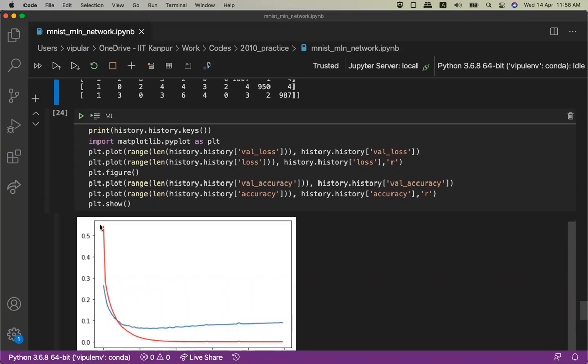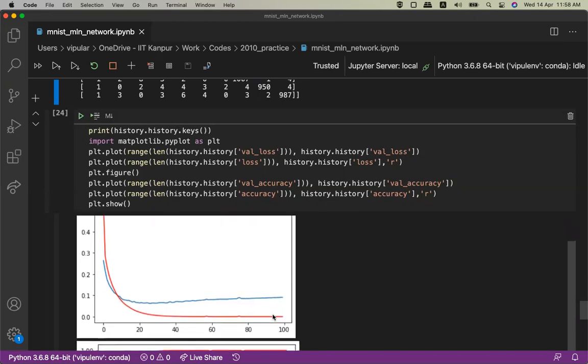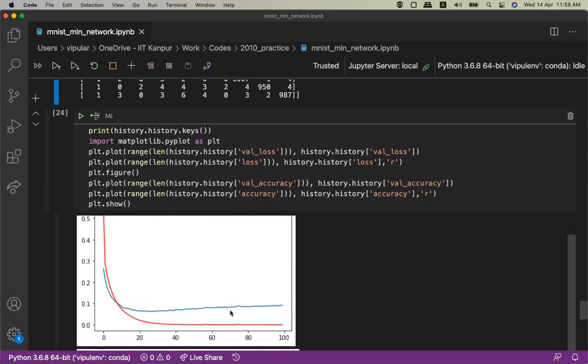Whereas my training loss, the red one, decreased and is always decreasing. It is never increasing. While my validation loss decreases and then slightly increases. In general, I would not like this rising curve, because this means my model is overfitting to the training data. That is why my validation results are getting poor.